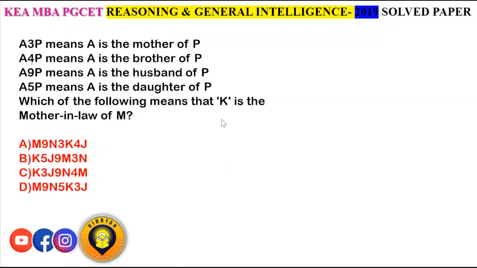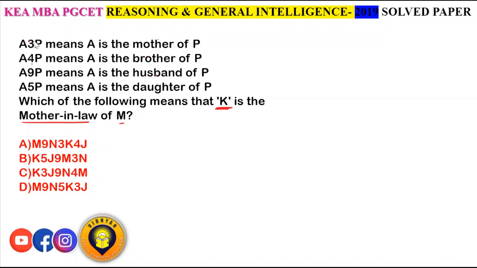So which of the following means that K is the mother-in-law of M? Okay, so you have to find among these four options which option satisfies K is the mother-in-law of M. What is the gender of K? Gender of K is female, right? So K is a female person, right?